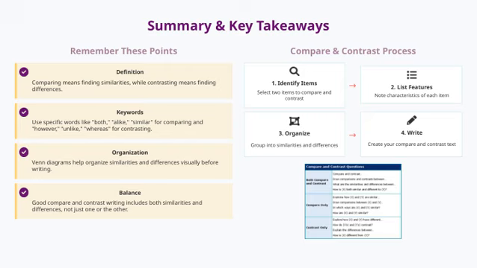It's helpful to use specific keywords to clarify your intent. For comparing, words like both, alike, and similar work well. For contrasting, words like however, unlike, and whereas are very useful. Organizing your ideas visually can make a big difference. Venn diagrams are a great tool because they help you see the similarities and differences clearly before you start writing.